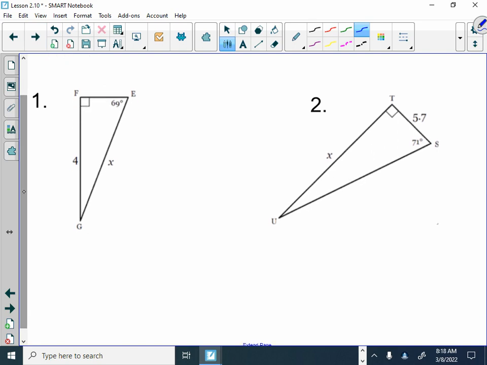Alright, so I'm asked to just find the missing side for both of them. So for number 1, the first thing you need to do is figure out how each of your pieces relate to the angle you're given. Not the right angle, the other angle you're given. So let's talk about this 4. Is it opposite, adjacent, or hypotenuse to angle E? Opposite. So that immediately throws out cosine. If it helps you to label it in your picture as you go, I would encourage you to do it. And then X.